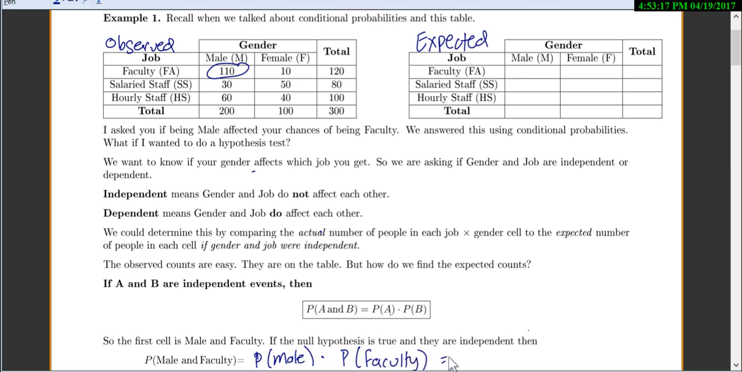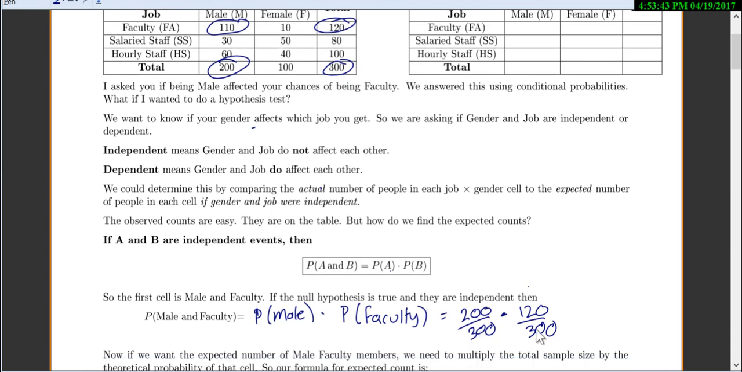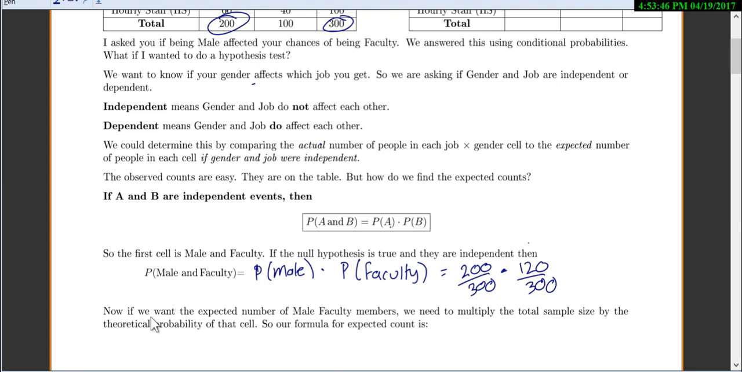And I can actually find these probabilities by saying, okay, probability of male, let's see, there were 200 males out of 300 people total. So probability of males is 200 out of 300. And probability of faculty, let's see, there's 120 faculty total out of a total of 300. So that would be my theoretical probability, and I'm not going to simplify that at the moment. I have a reason why.